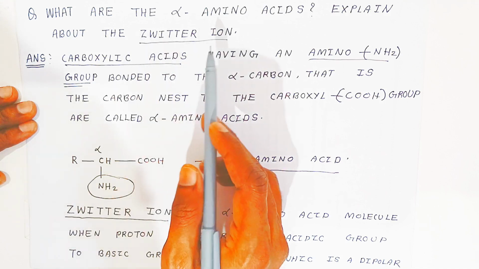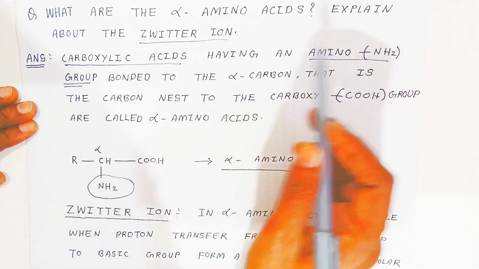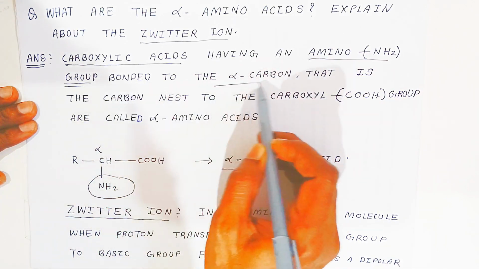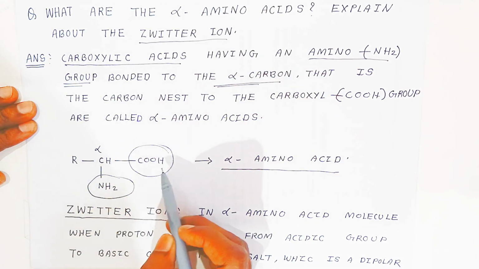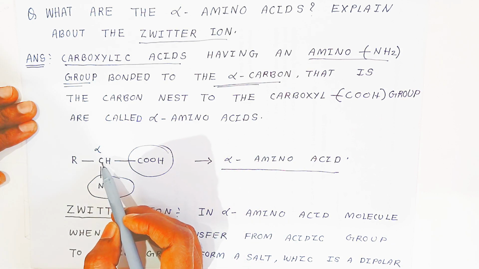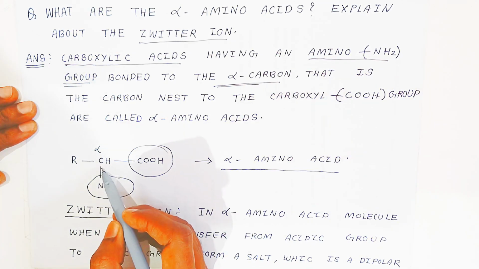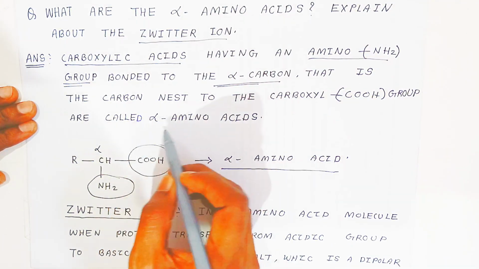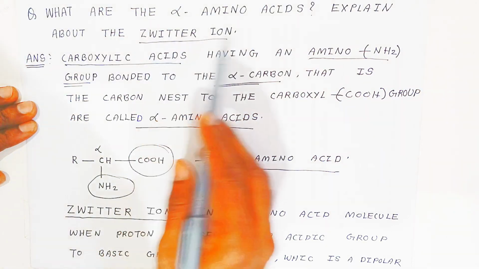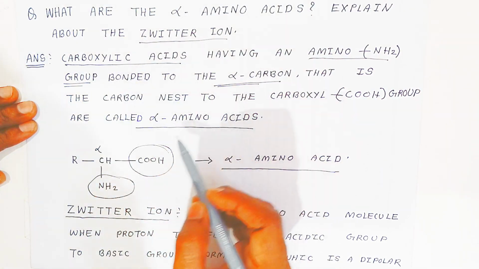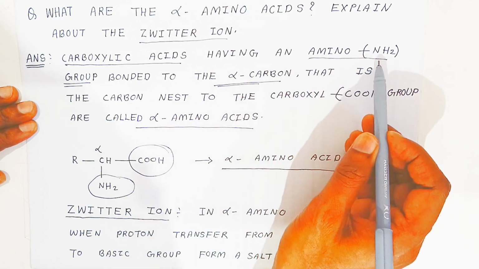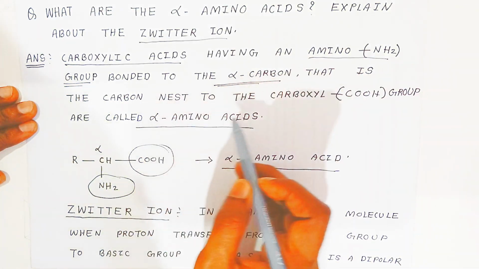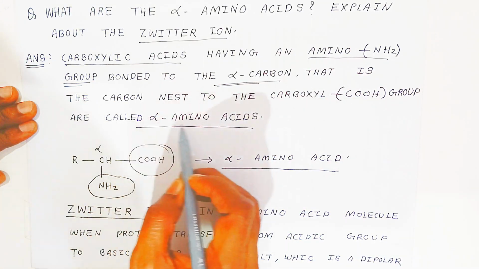For a 2 marks examination they may ask: what are alpha amino acids? Explain the Zwitterion. So a carboxylic acid having an amino group bonded to the alpha carbon. This is the carboxylic group and it is bonded to the next carbon, that is the alpha carbon. When the amino group is bonded to the alpha carbon, that is the carbon next to the carboxylic group, they are called alpha amino acids. So what are alpha amino acids? The carboxylic acids in which the amino group is bonded to the alpha carbon, that is the carbon next to the carboxylic group, are called alpha amino acids.